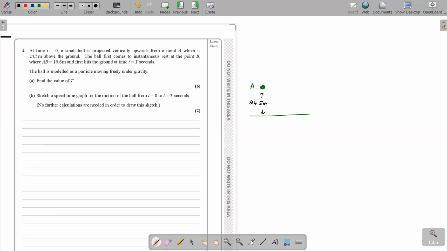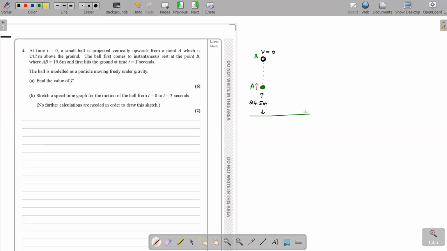And then what do we do? We project the ball from point A, right? At time 0, the ball is projected vertically upwards from point A, which is 24.5 meters above the ground. The ball first comes to instantaneous rest at point B. Where do you have point B? If you are throwing the ball up, where does it come to instantaneous rest for the first time? It goes up, and it comes to instantaneous rest when it reaches its maximum height. So at the maximum height, it comes to instantaneous rest, and this is your point B.